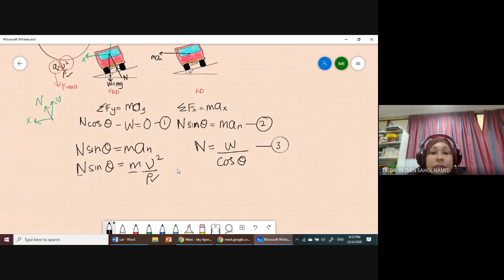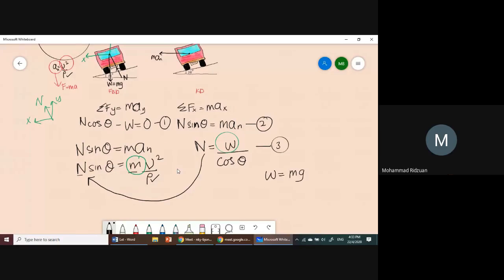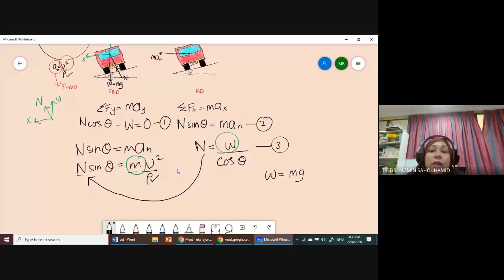But if you put this equation into here, one equation is in terms of W, the other equation is in terms of m. So you need to simplify this. And what do you know? You know W equals to mg. So to simplify this, you either can make W as the main form of value, or you want to make m. So let's say you make m.